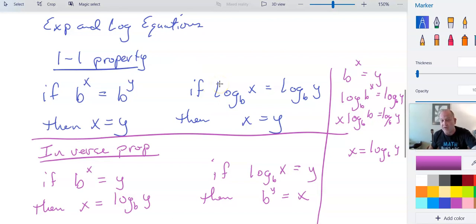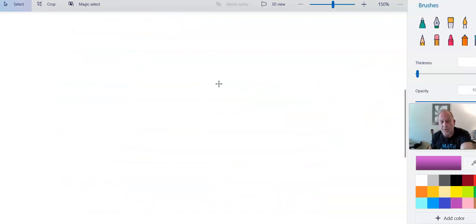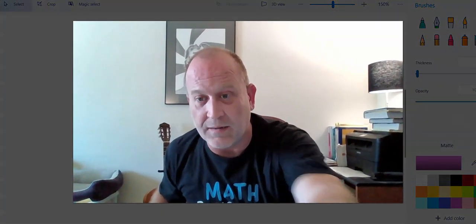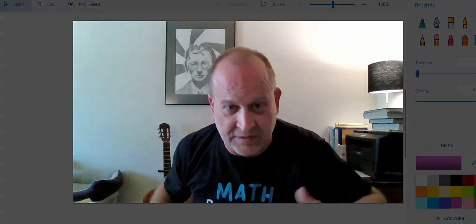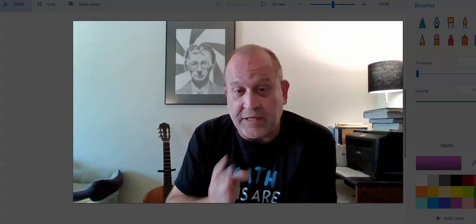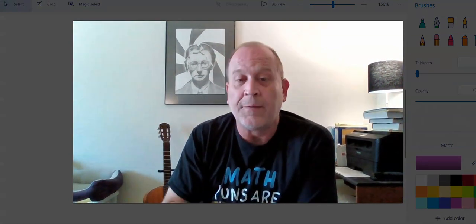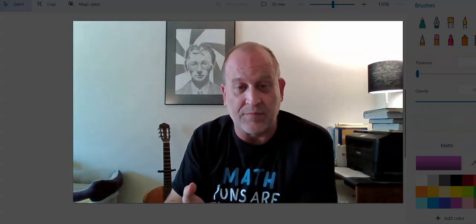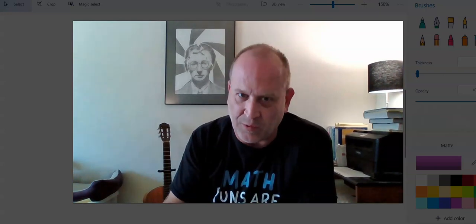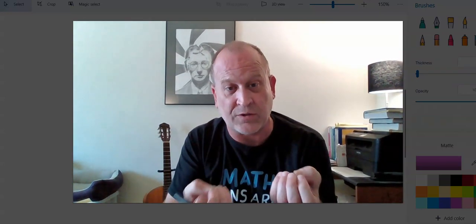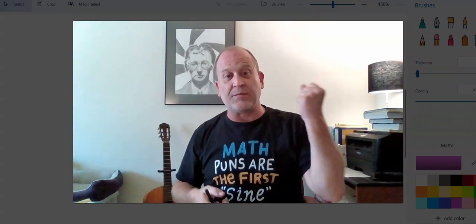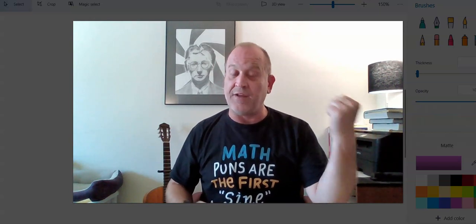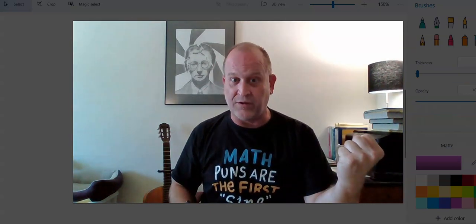Let's get in here and look at some examples. One of the things I want you to remember as we go through this is that, particularly with exponential equations, there's usually two techniques. Sometimes both of them work, sometimes only one. It's very much like solving quadratics: sometimes you can solve it by factoring, and if factoring works, it's the way faster way to do it.